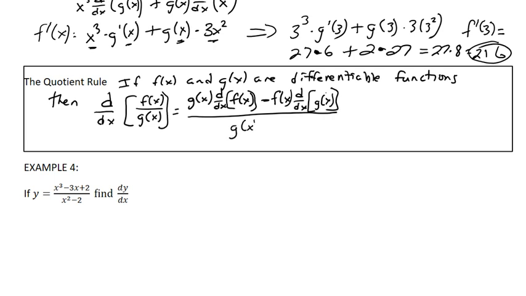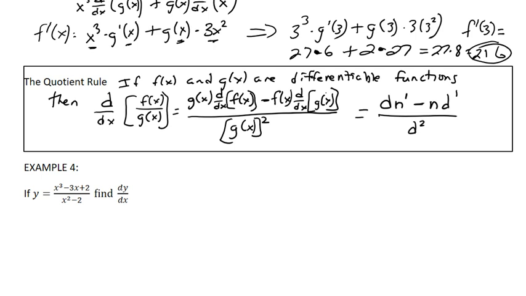Looks a little complicated. I read it like this. It's the denominator times the derivative of the numerator minus the numerator times the derivative of the denominator all over the denominator squared. That's the way I tell people to think of it. Alright.